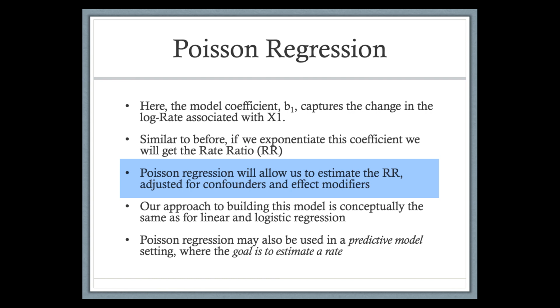Similar to what we saw with logistic regression, where we can get odds ratios adjusted for other variables, Poisson regression can get us rate ratios adjusted for other variables. The way we'd go about building our model and selecting variables is pretty much the same as for linear and logistic regression. We might be building a predictive model where we want to estimate a rate, or an effect size model where we want to say how the rate changes depending on whether someone is exposed or not, or on treatment A versus treatment B.